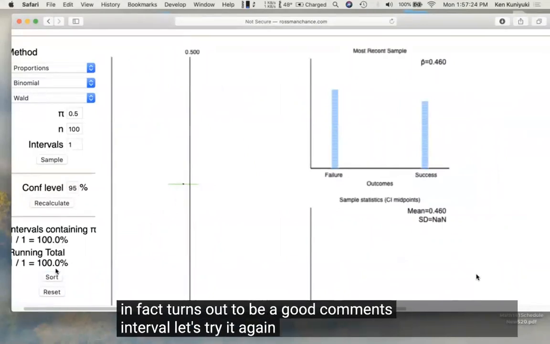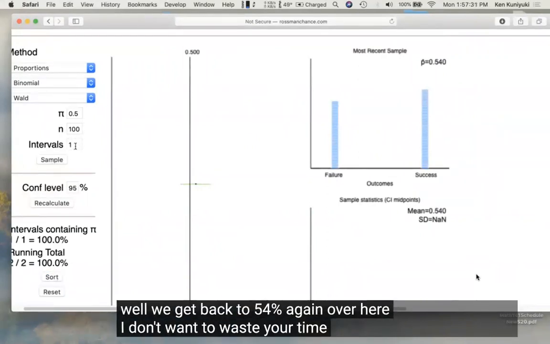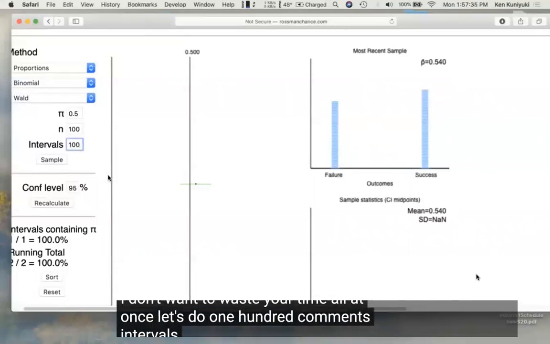Let's try it again. Okay. Well, we get back to 54% again over here. I don't want to waste your time. All at once, let's do 100 confidence intervals.